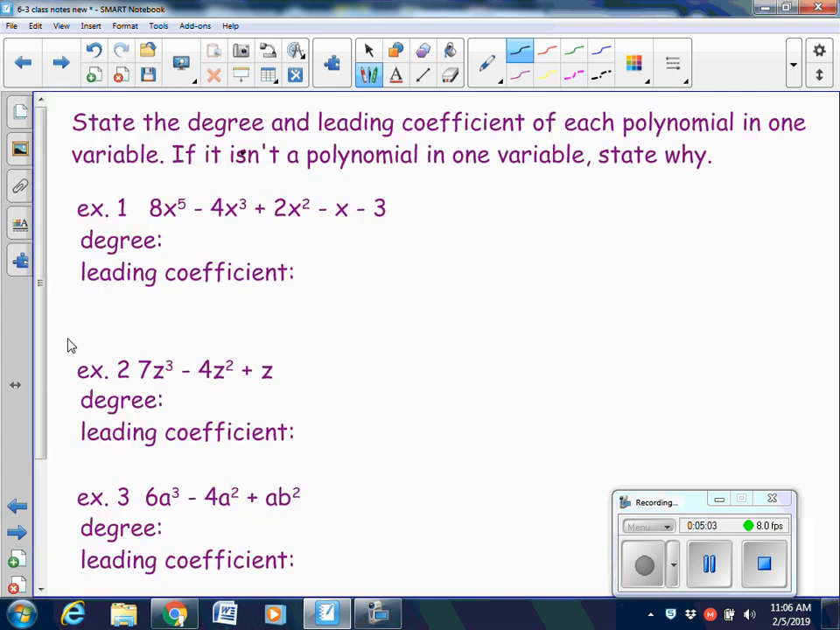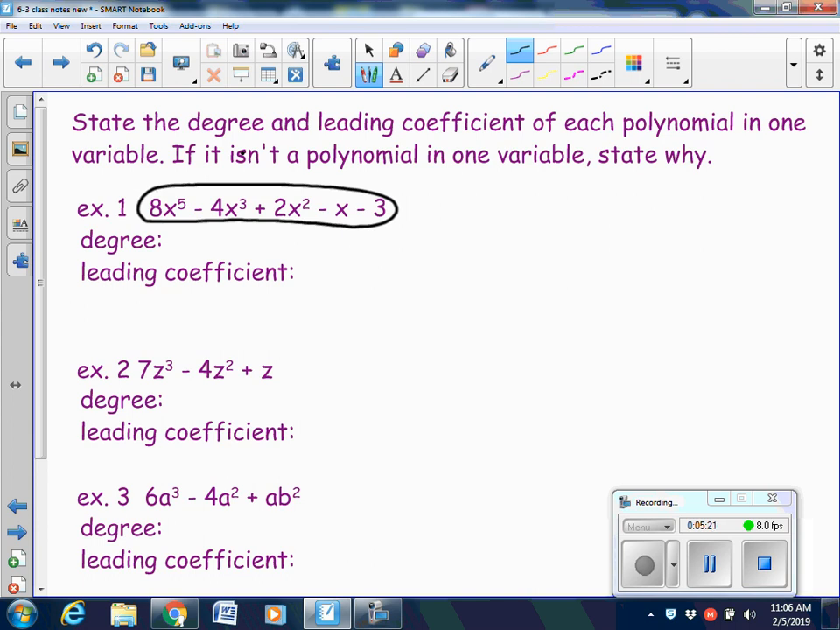Okay, this is where I'm going to explain those other two columns to you. Like I said, we're going to get into bigger polynomials. Here's the first problem right here: 8x to the fifth minus 4x to the third plus 2x to the second minus x minus 3.